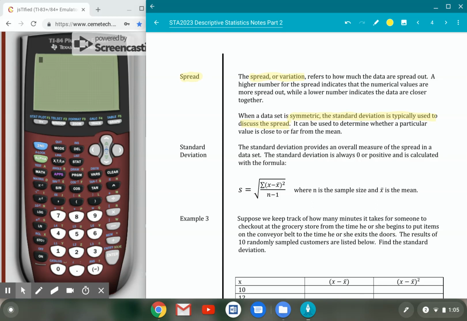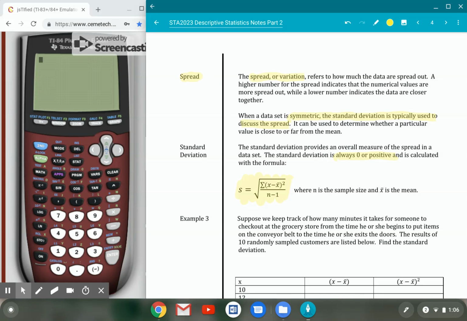The standard deviation is a measure of spread. It's a measure of variation. It's always zero or positive. It's never negative. And it can be calculated with this formula. It's the square root of the summation, this uppercase sigma summation. We're going to do x minus x bar squared, where x is each data piece and x bar is the mean that we just saw in the calculator. X bar is used to represent the mean.